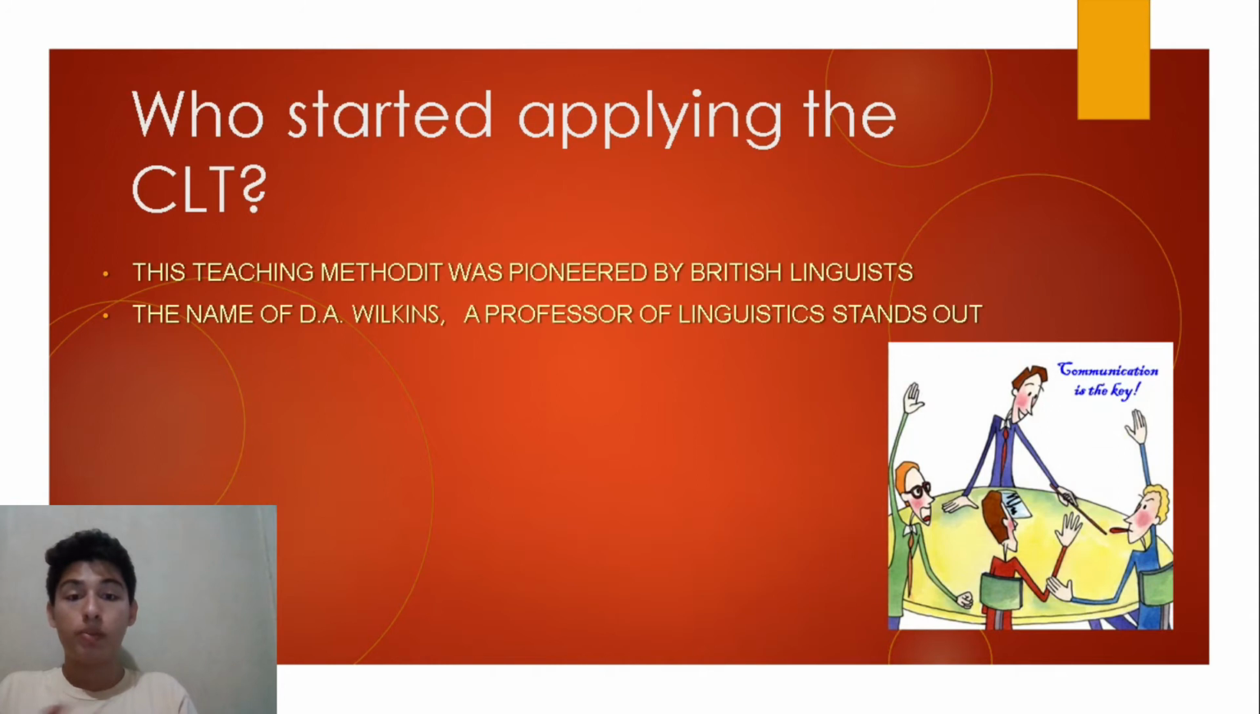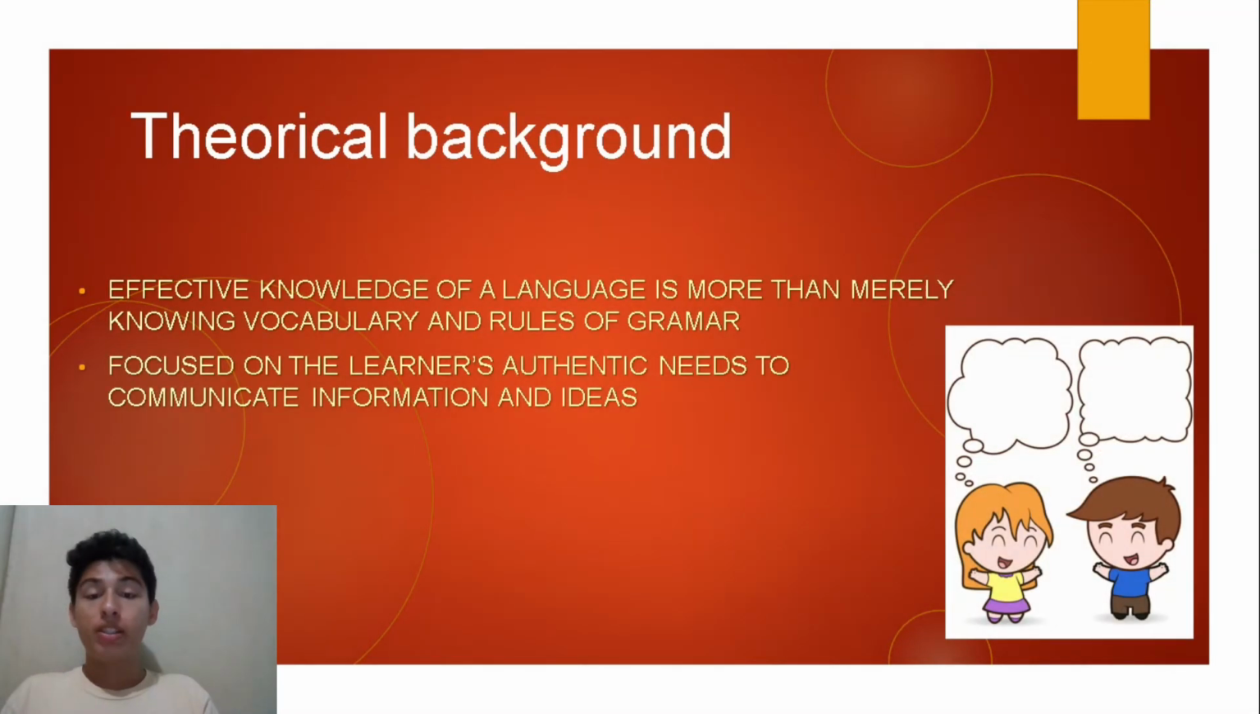This teaching method was pioneered by British linguists and applied linguists, and among these, the most prominent name in the early stages was D.A. Wilkins, a professor of linguistics at the University of Reading, who proposed a functional and communicative definition of language that serves as a basis. This teaching method emphasizes interaction as both the means and the ultimate goal of study.